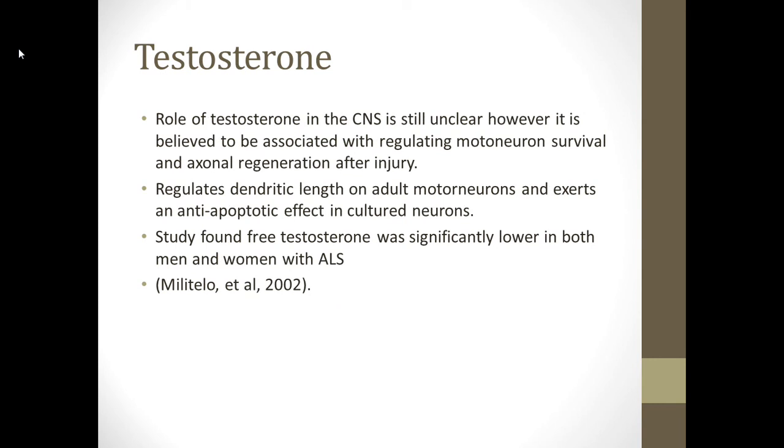Testosterone. The role of testosterone in the central nervous system is still unclear, however it is believed to be associated with regulating motor neuronal survival and axonal regeneration after injury. It regulates dendritic length on adult motor neurons and exerts an anti-apoptotic effect in cultured neurons. A study found that free testosterone was significantly lower in both men and women who had ALS.